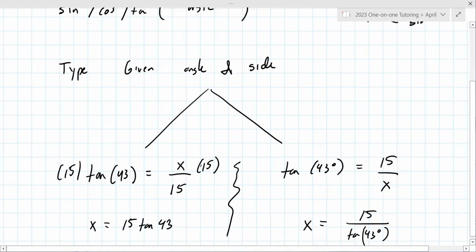Okay, so that's the scenario where you're given an angle and a side. That's type 1. That's what most students like. All right, type 2 is you're given two sides.